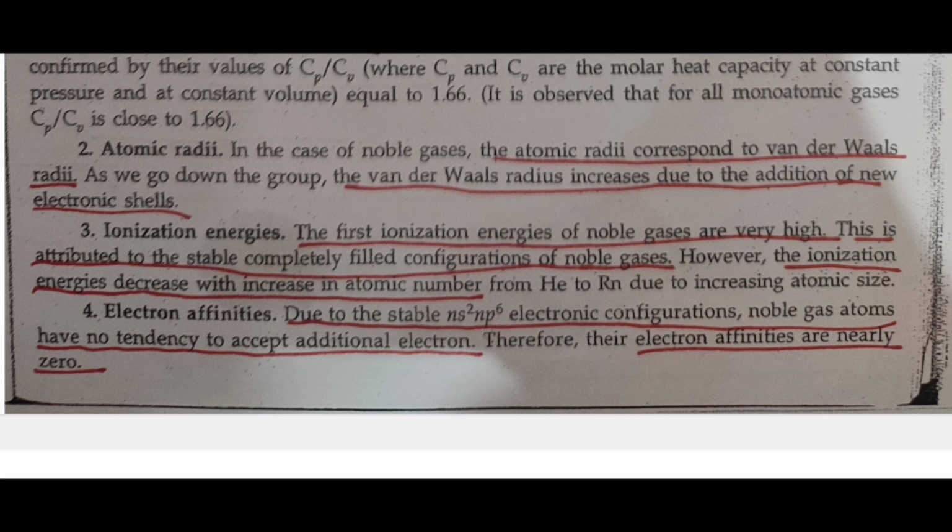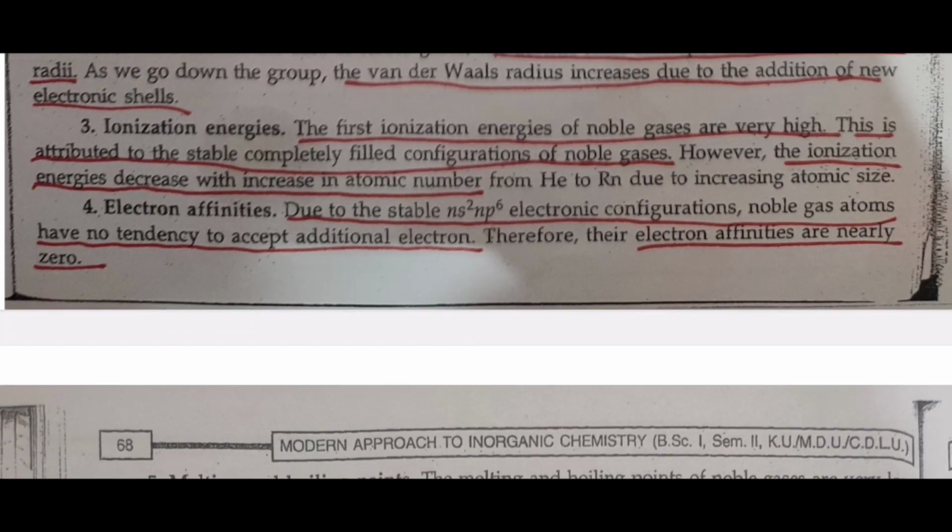Existence. First physical property, existence. All the noble gases are monoatomic, colorless and odorless. The monoatomic state of these gases is due to the stable electronic configuration of their atoms. As a result, they are not capable of combining even amongst themselves. The monoatomic nature of these gases is confirmed by their value of Cp by Cv, where Cp and Cv are the molar heat capacities at constant pressure and constant volume, equal to 1.66.